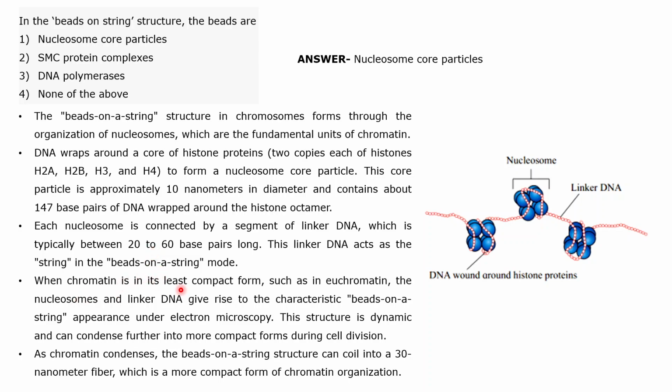When chromatin is in its least compact form, it is called euchromatin. The nucleosome and linker DNA give rise to a beads-on-a-string structure under electron microscopy, and this structure is dynamic and condenses further into a more compact form during cell division to form what is called a chromosome. As chromatin condenses, the beads on a string structure can coil into the 30 nanometer fiber that we have discussed before, which is a more compact form of chromatin organization.